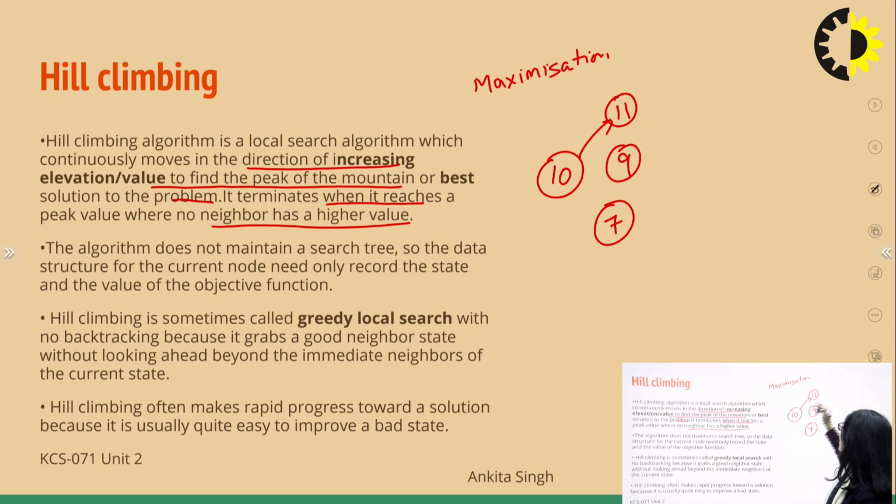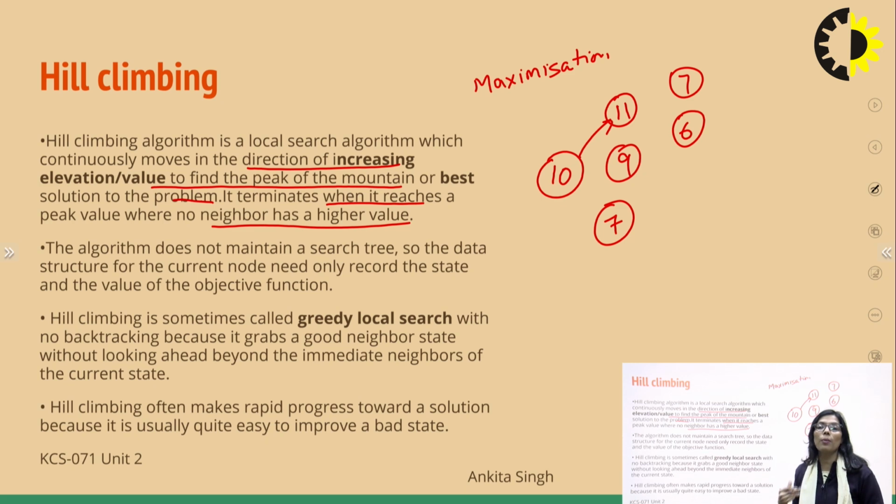Now suppose the neighbors of this node 11 are 7, 6 and 9. Now from 11, I won't be able to move to any of these 3 nodes. Why? Though they are neighboring nodes, their objective function values are not better than mine. So I will assume that this is my solution. Okay. So that was your hill climbing algorithm.